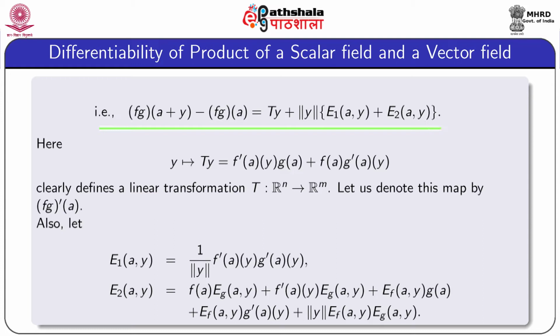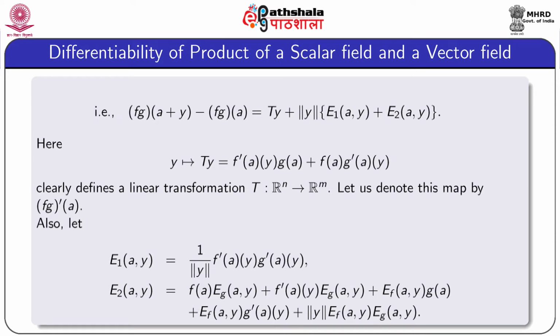Here, y is mapped to T(y), which is nothing but f'(a)y g(a) plus f(a) g'(a)y. f'(a) is a map from Rn to R. So, f'(a)y is a real number, and we multiply it with g(a). So, we have an m-vector. Now, g'(a)y is a vector in Rm. We multiply with the scalar f(a). So, it is also a vector in Rm. Thus, it is well defined. Clearly, T is a linear transformation from Rn to Rm. Let us denote this map by (fg)'(a).